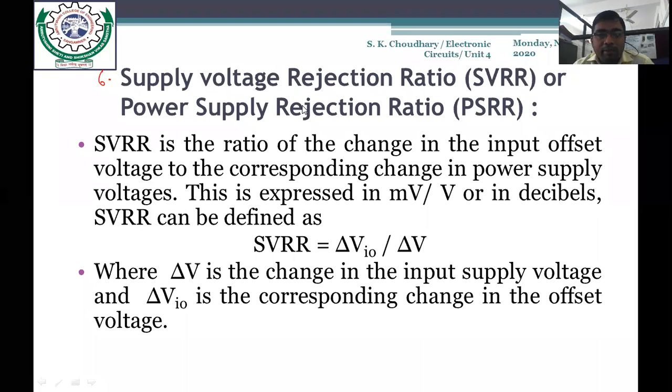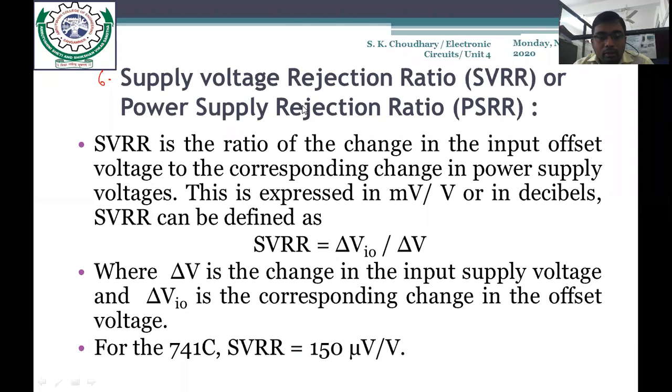So this is the sixth parameter of the op-amp that we have to remember, supply voltage rejection ratio. For the 741 IC, SVRR is nearly 150 microvolt per volt. It means that for a one volt change in the supply voltage, there is a 150 microvolt change in the input offset voltage of the op-amp 741.